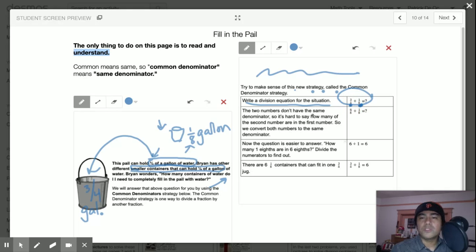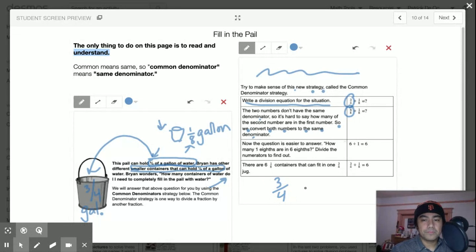The two numbers don't have the same denominator. Yep. In fact, they're different because it's a 4 and an 8. So it's hard to say how many of the second number are in the first number. So we convert both numbers to the same denominator. Huh? So here's a question for you all. How did this person go from 3/4 to 6/8?